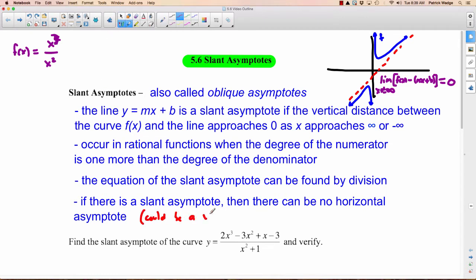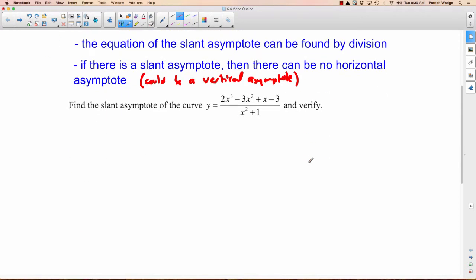Could be a vertical asymptote. So let's find the slant asymptote of this curve right here. And we know that there would be a slant asymptote because if you look at the degree of the top, it's 3. If you look at the degree of the bottom, it's 2. 3 is 1 more than 2. Oh, we're going to have a slant asymptote. How do we find it?